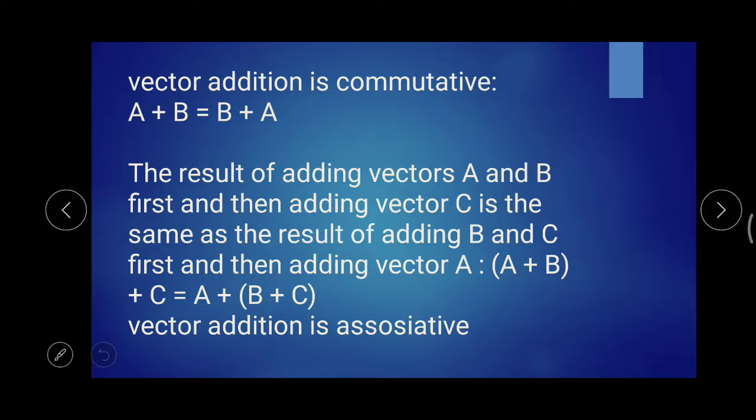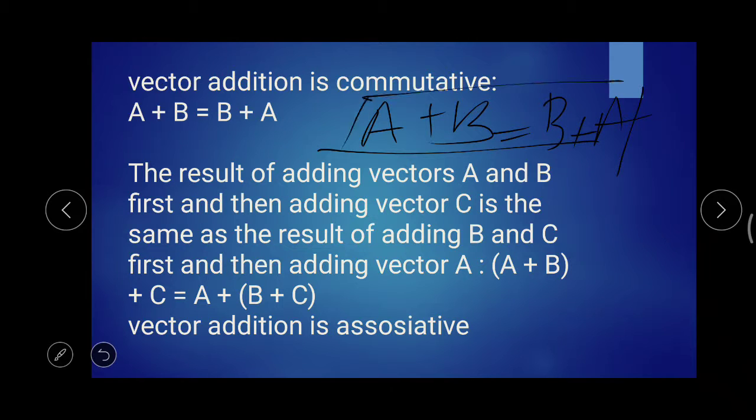Now some properties of the vector addition. The vector addition is always commutative. That means if you are finding A plus B, and afterwards finding B plus A, both should be equal. If A plus B is equal to B plus A, then it is known as commutative.